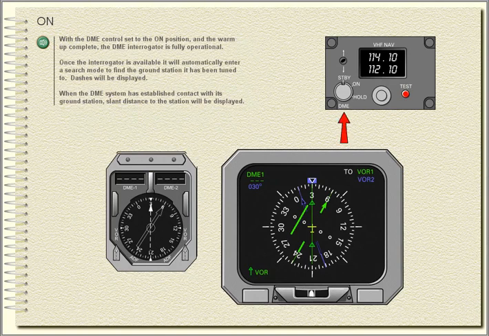On. With the DME control set to the on position and the warm-up complete, the DME interrogator is fully operational. Once the interrogator is available, it will automatically enter a search mode to find the ground station it has been tuned to. Dashes will be displayed. When the DME system has established contact with its ground station, slant distance to the station will be displayed.